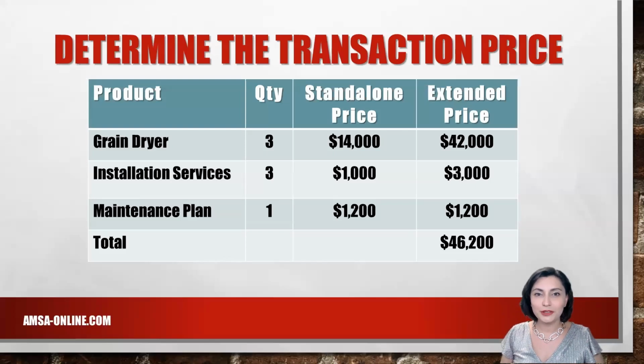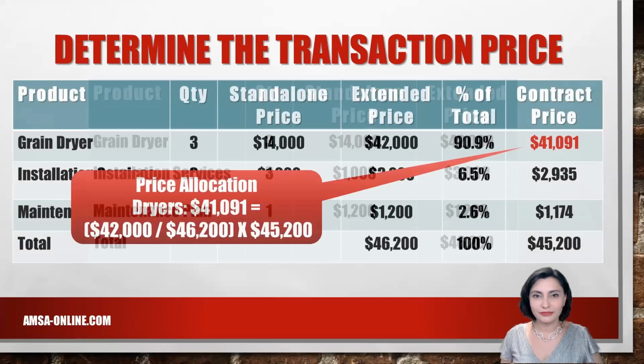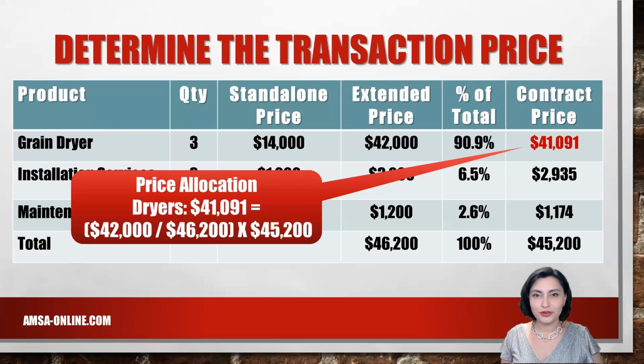Total estimated standalone selling price is $46,200. The allocation for a single contract is as follows. The contract price of dryers is $41,091, or 90.9% of the total price. It is calculated as follows. The standalone price of dryers of $42,000 divided by the total standalone price of $46,200 and multiplied by the total contract price of $45,200.